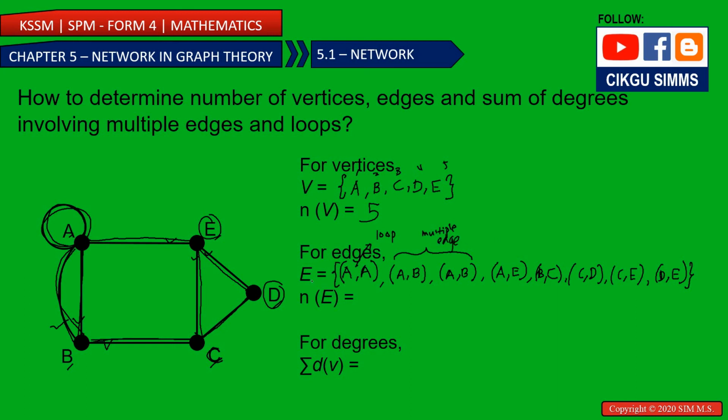So how to find the number of edges? You need to count how many: 1, 2, 3, 4, 5, 6, 7, 8. We have 8. You can check in the figure: 1, 2, 3, 4, 5, 6, 7, and 8. That's correct. So for the sum of degrees, how do you calculate? You can calculate using the formula 2e, which is 2 times 8, which is 16.